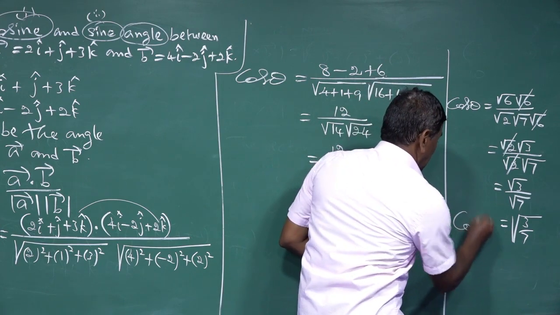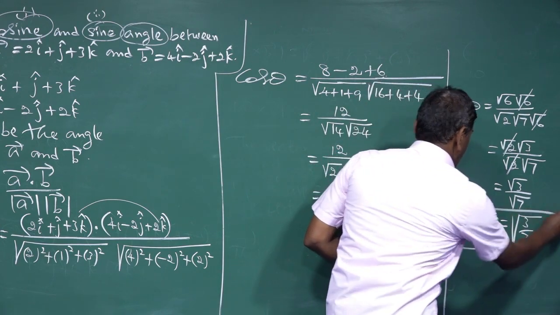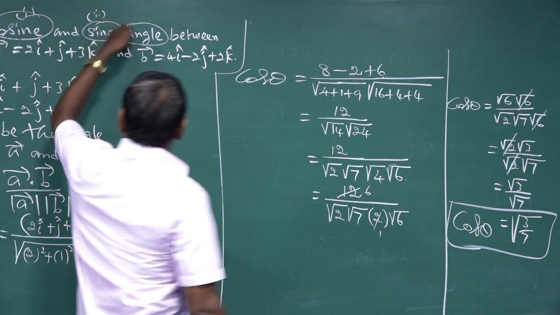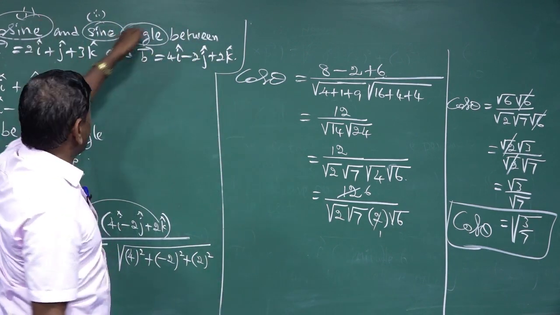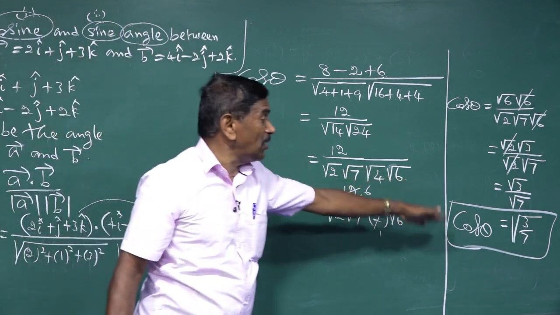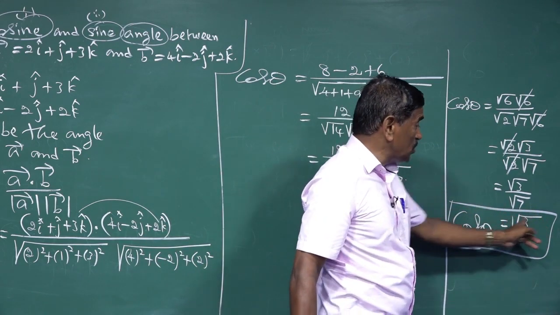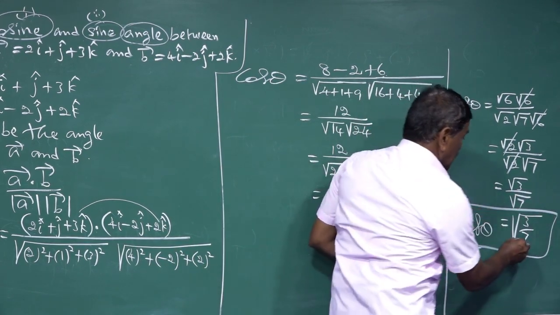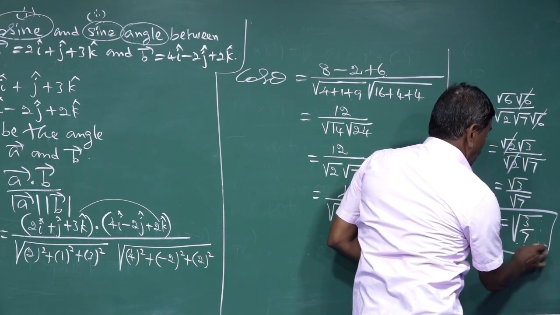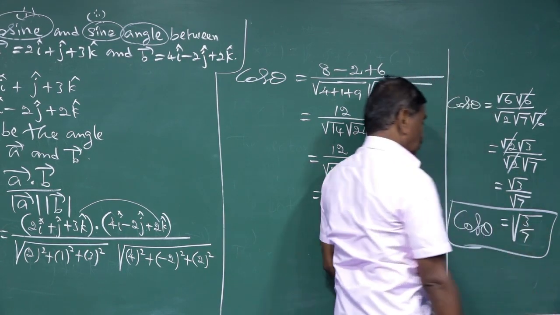What is the left hand side? Cos theta. Therefore, the cosine angle answer is given by cos theta equal to the square root of root 3 by root 7. This root should cover all the portion. That is very important. Okay.